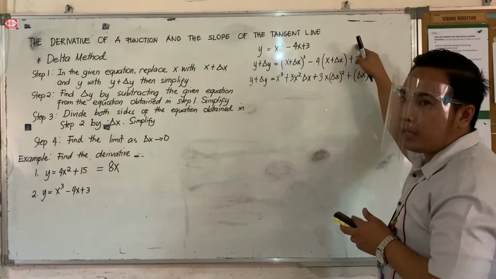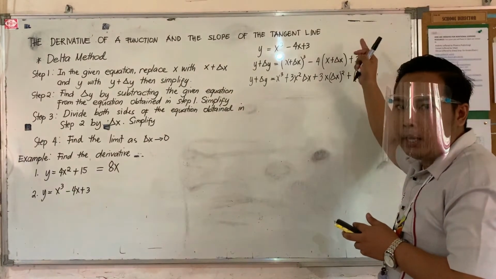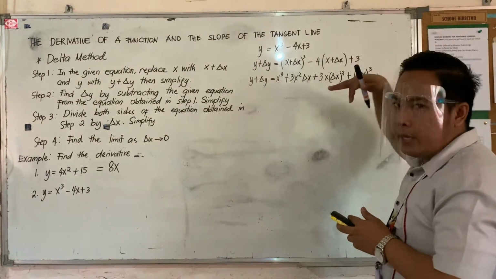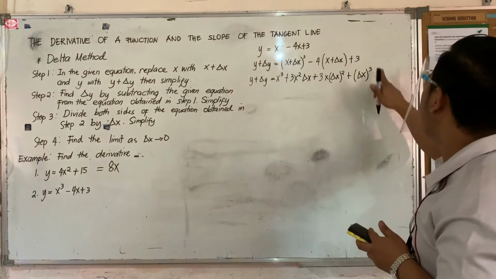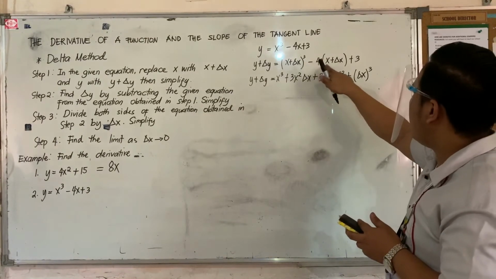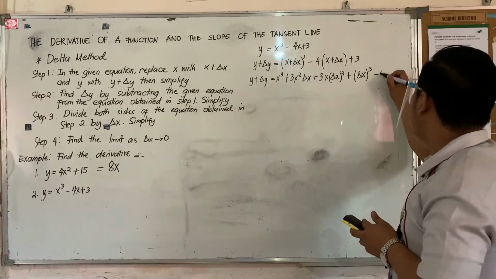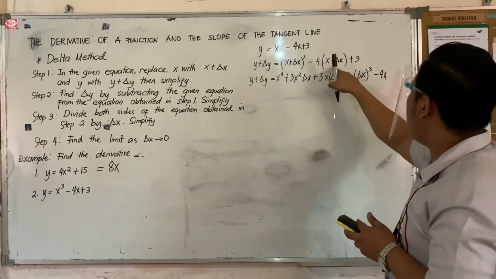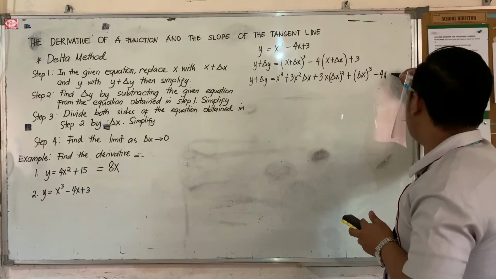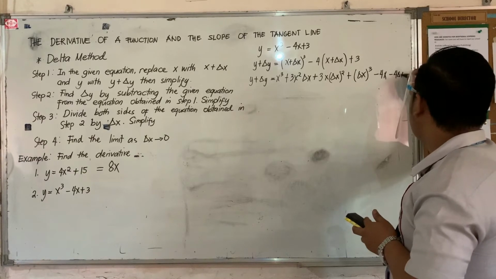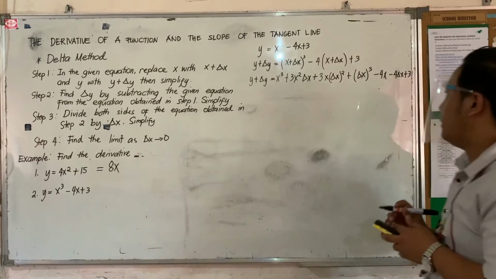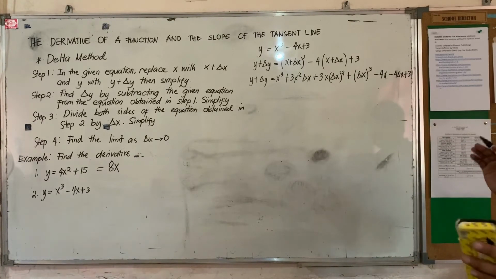And then we have negative 4 times x plus delta x. Since wala kayong nakikitang exponent, walang 2, walang 3, walang 4, i-distribute lang natin siya. So, since we have negative 4 times x, that will give us negative 4x. Negative 4 times positive delta x will give us negative 4 delta x plus 3. Okay, so yan po.